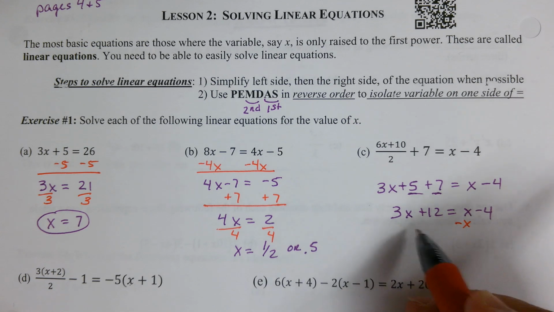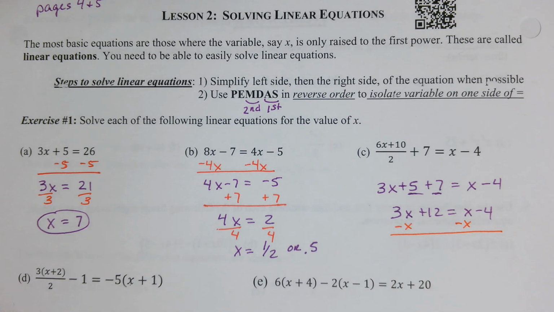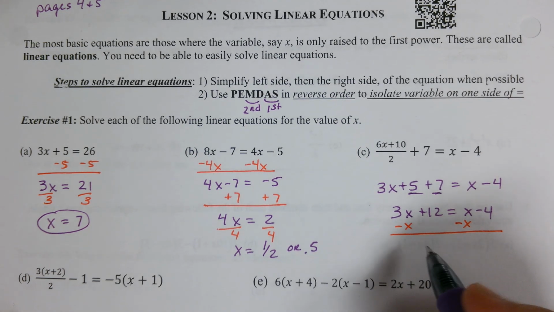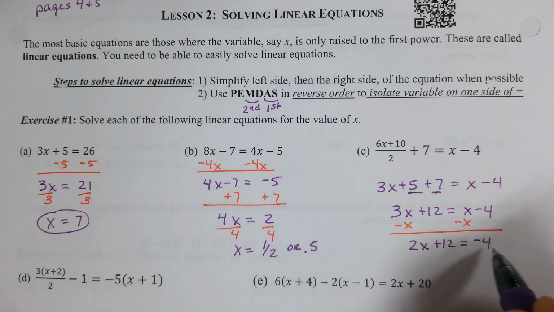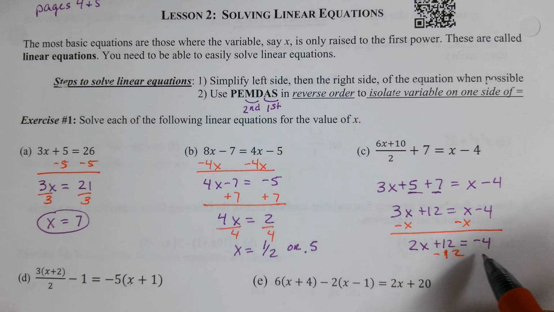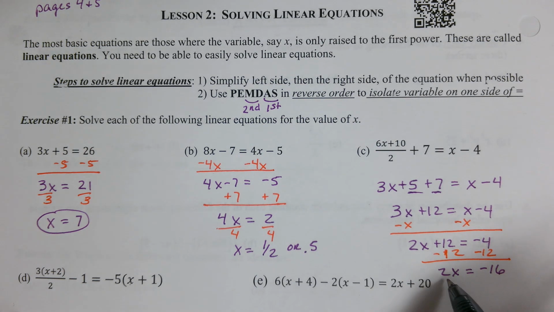I'll subtract x from both sides. And in the same step, if you want, you can subtract 12. So 2x + 12 = -4. Subtract 12 from both sides. 2x equals -16, and divide by 2. x equals -8.